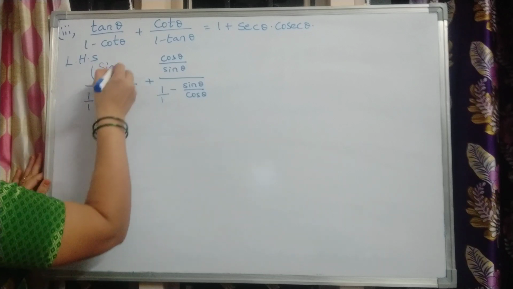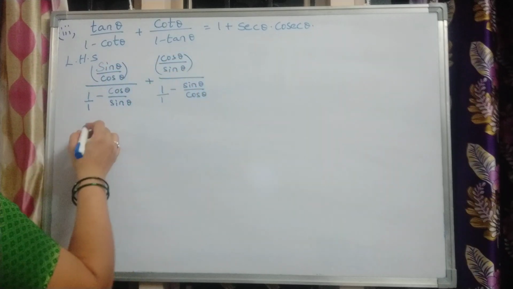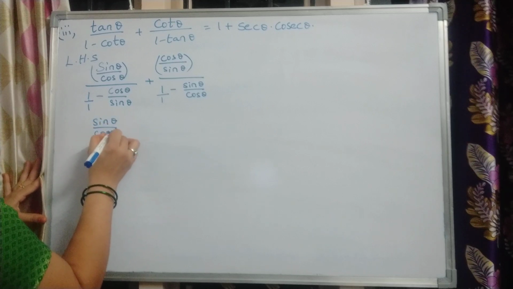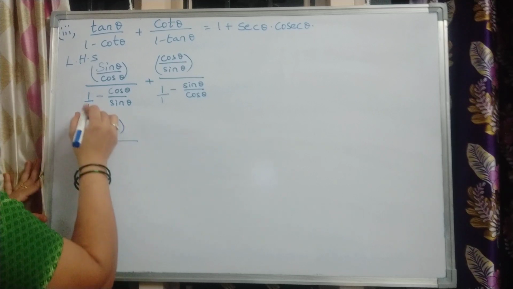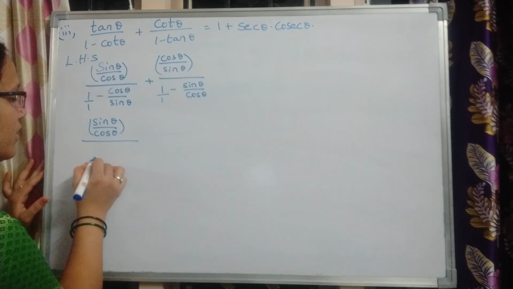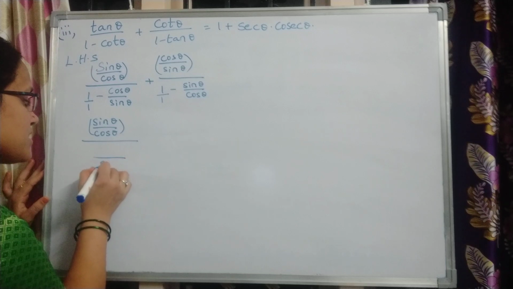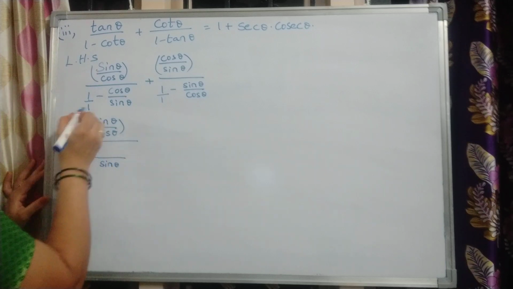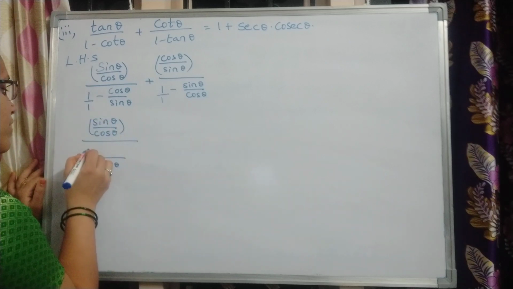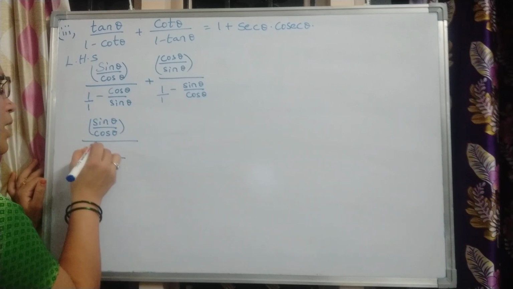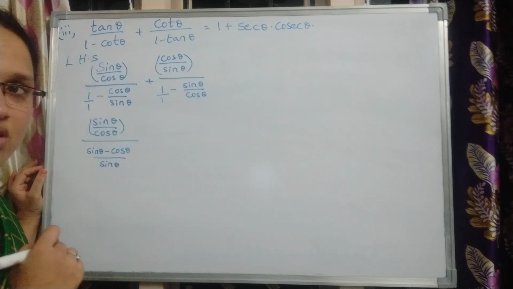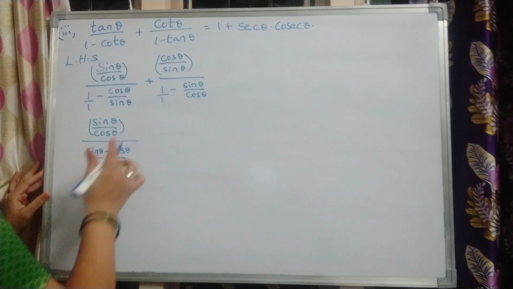So keep the numerator as it is. Don't move the numerators. So sine theta by cos theta by 1 minus cos theta by sine theta. Here the LCM will become sine theta. Yes or no? Here no sine is there, that means you need to multiply it with sine. So sine theta minus cos theta. Yes or no? Sine theta minus cos theta.